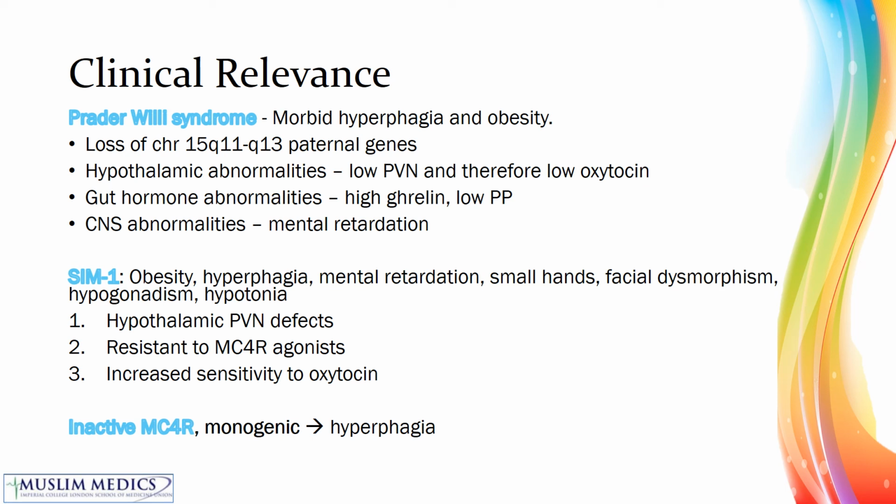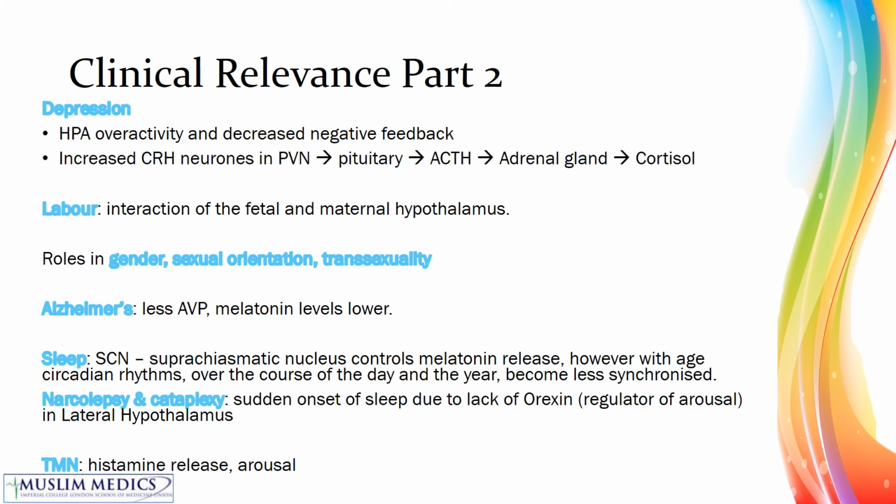SIM1 is a similar condition, but this time the defect is in the hypothalamic paraventricular nucleus and leads to resistance to MC4 receptor agonists. Therefore, hormones such as alpha MSH are unable to function properly, and therefore the person is unable to reduce their appetite. If we have an inactive MC4 receptor, it can also lead to hyperphagia, as stated. So these are a few more conditions that the hypothalamus is involved in.